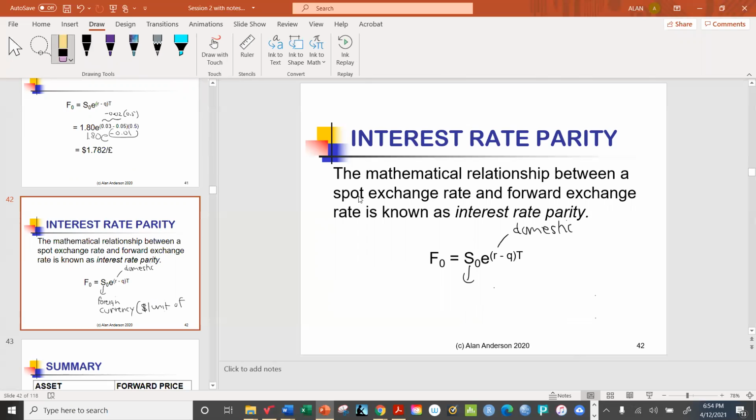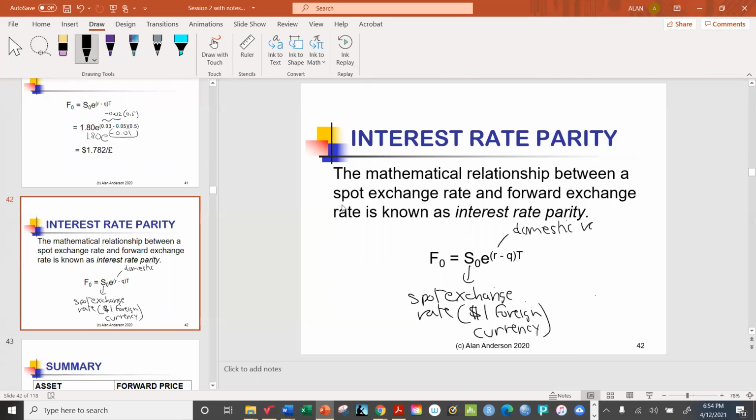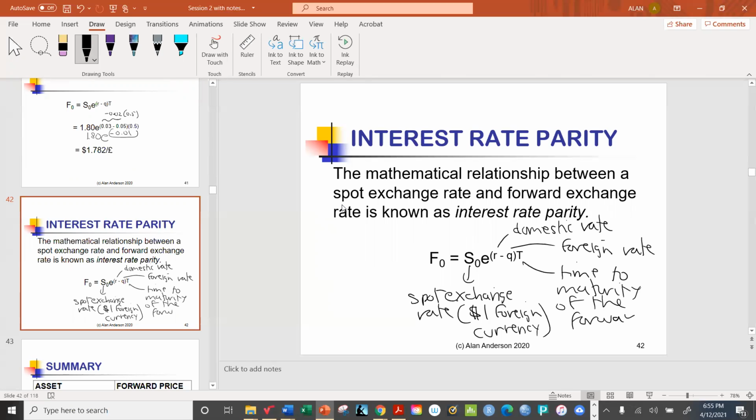Instead of calling it the foreign currency, why don't I call it the exchange rate? Specifically, the spot exchange rate, dollars per unit of foreign currency. And then R is the domestic rate of interest. Q is the foreign rate. And T, of course, is the time to maturity of the forward rate. Or I guess you can think of it as just the maturity of the forward rate or price.